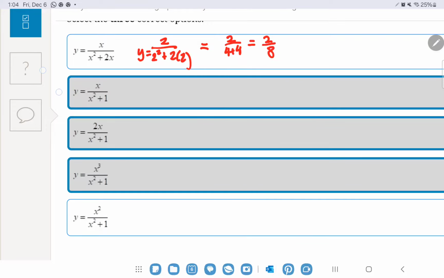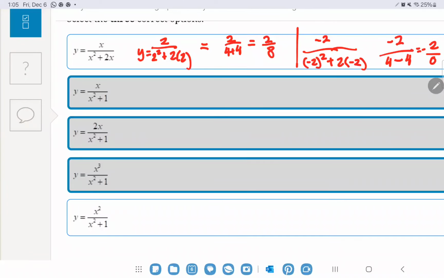Now we have to try it again, but with negative 2. So let's see. Negative 2 over negative 2 squared plus 2 into negative 2. It's going to be equal to negative 2 over 4 minus 4, which is negative 2 over 0. Either way it's undefined because you can't have 0 in the denominator. So this answer is impossible.